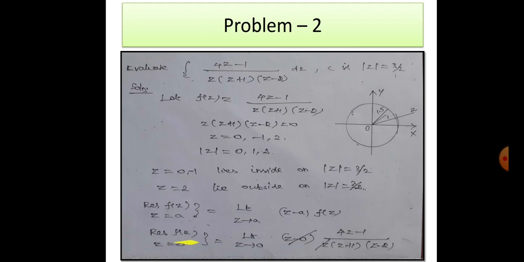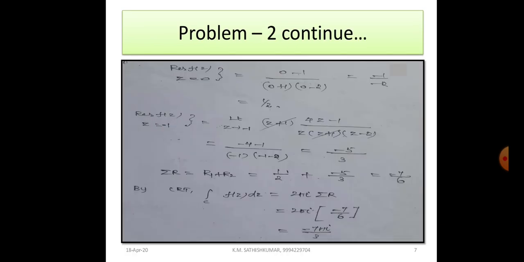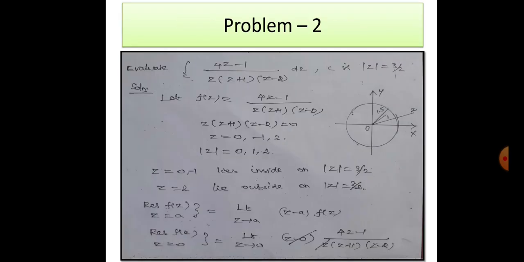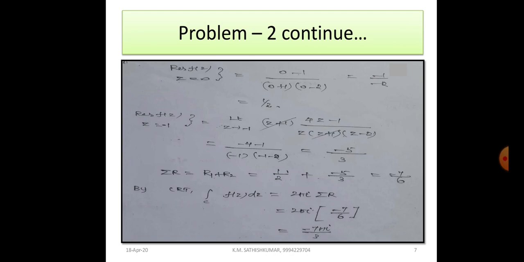First, substitute 0. First we cancel z, then we apply the formula. So z minus 0 is also z, and both are eliminated. Then the remaining portion is there. Just substitute z is equal to 0. So we get 0 minus 1 divided by 0 plus 1 into 0 minus 2. So 0 minus 1 is minus 1, the remaining denominator is minus 2. Simplifying, we get 1 by 2.